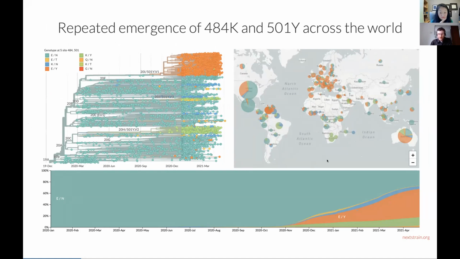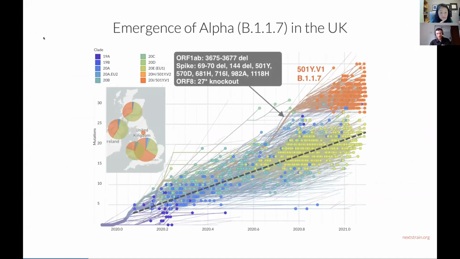This is what gives us alpha, beta, gamma, et cetera, but it's actually occurring again and again. And some things take off more than others. So this is the first swath of this really important evolution. What we see with alpha is a jump where all of a sudden we get a bunch of mutations hand in hand, mostly in spike protein, some in other places. We see this ORF1AB deletion pop up again and again.